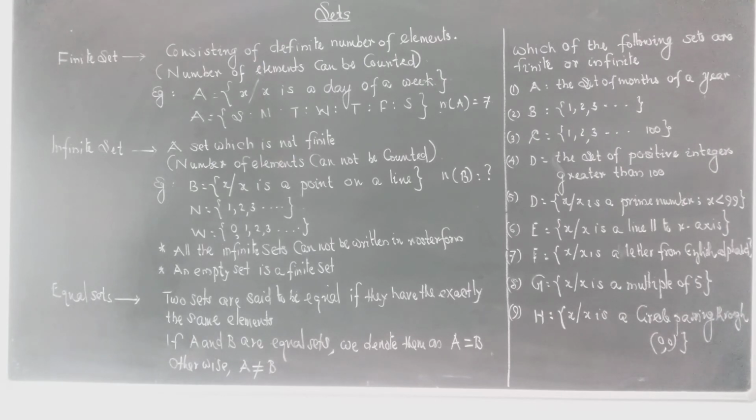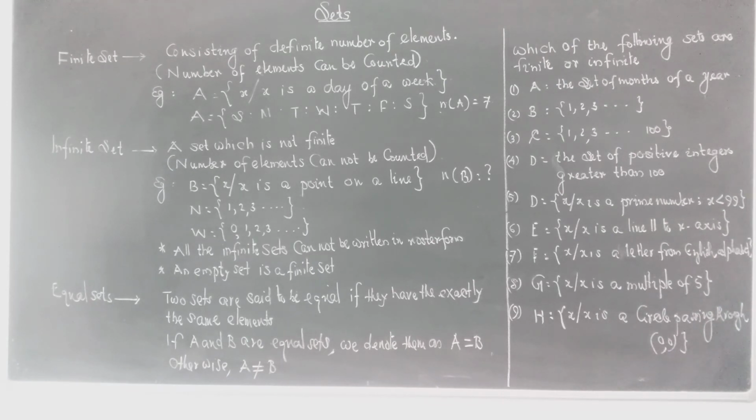The next one is the set F. x is such that x is a letter from the English alphabet, which means x must be from the English language. You have to say whether the set is finite or not. G is equal to the set of x such that x is a multiple of 5. Think about that set and tell me when you come back tomorrow whether it is finite or not. If it is finite, why? If it is infinite, how?